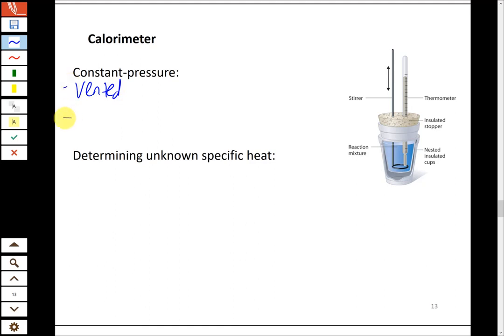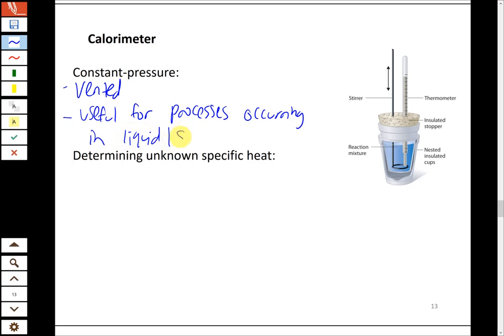and it's going to be most useful for processes occurring in either the liquid or solid phase.